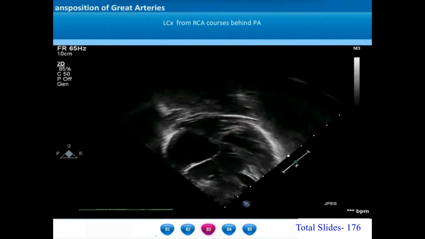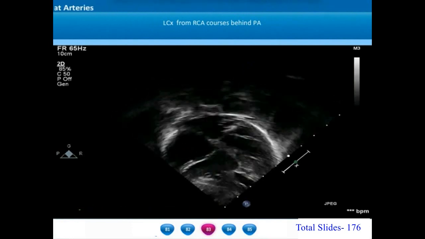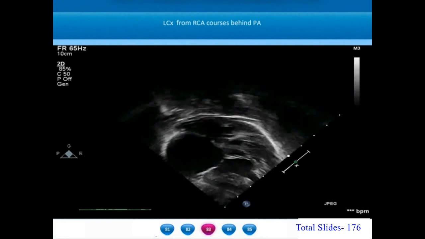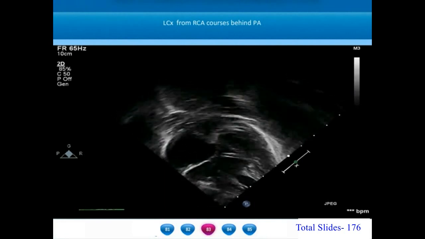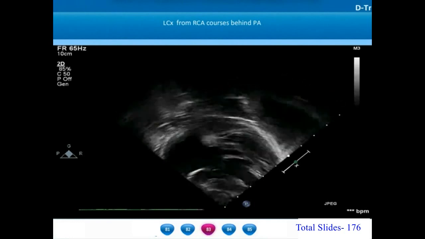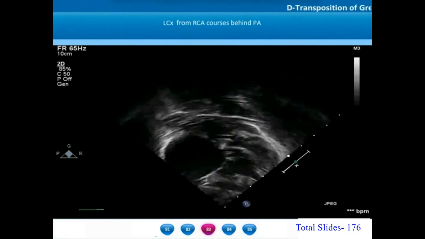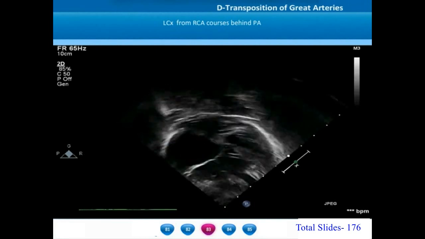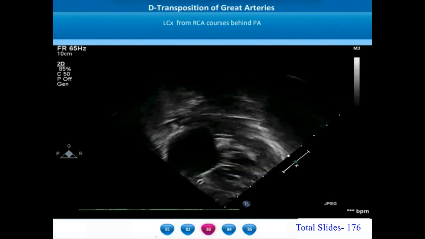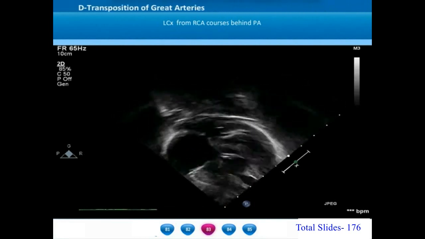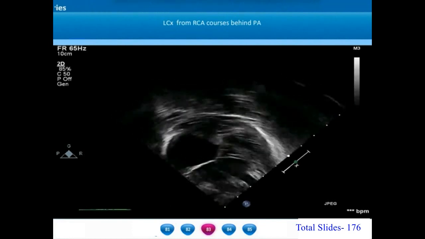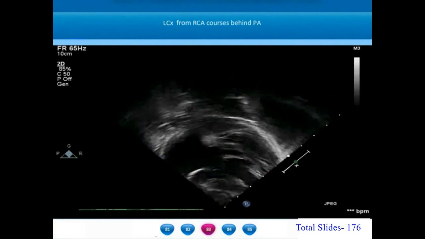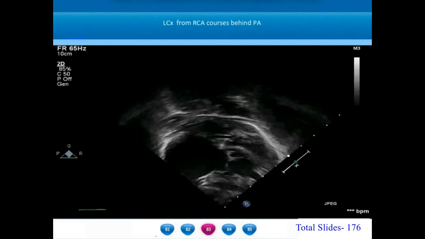One of the commonest anomalies is origin of the left circumflex artery from the right coronary artery. This is seen in around 20 to 25% of patients with transposition of great arteries. The left circumflex artery takes its origin from the right coronary artery, courses posterior to the pulmonary root, and emerges on the left side of the great arteries.